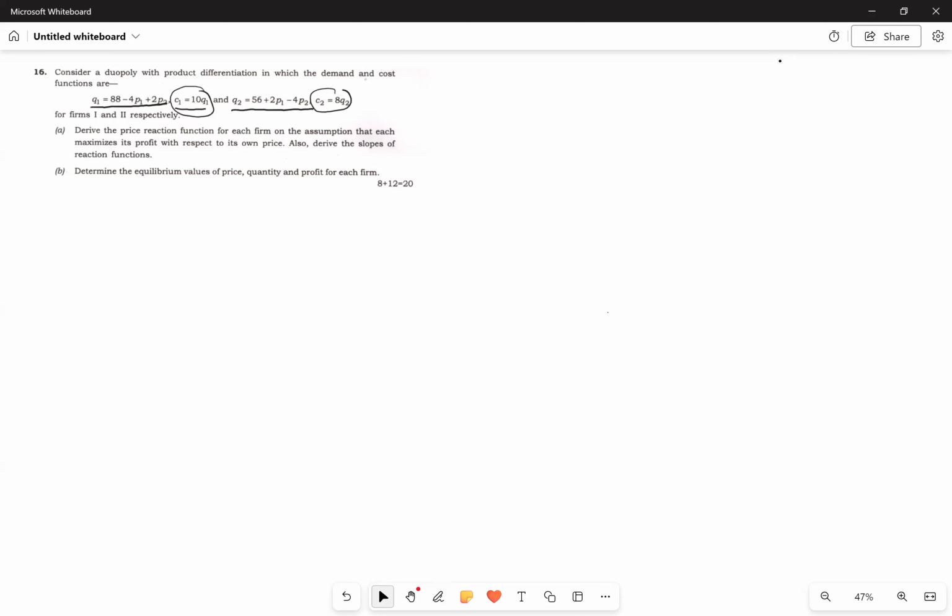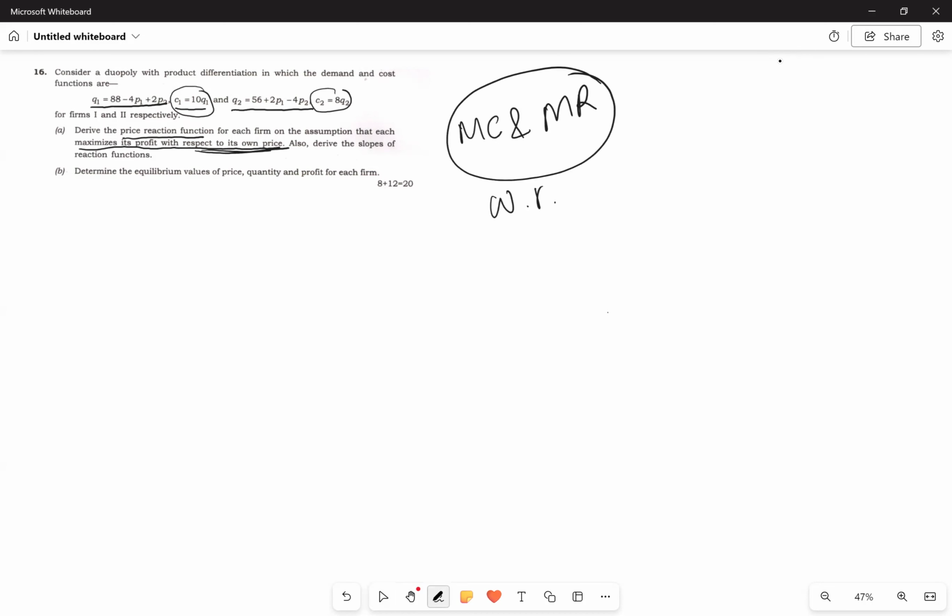Now, the first part of this question asks what is the price reaction curve for each of the firms, with the assumption that it maximizes its profit with respect to its own price. This is very important in the sense that if you are going to calculate marginal cost and marginal revenue, that would be with respect to the own price of the firm. So let's start off with firm one, firm one's reaction curve.